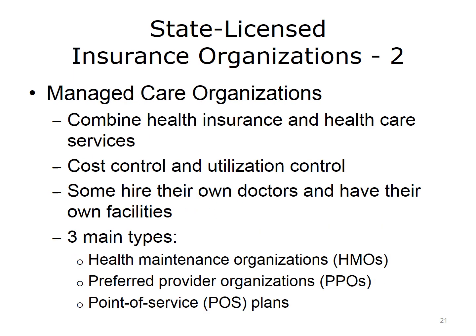Managed care organizations are the third type of state-licensed insurance organizations. These companies combine health insurance benefits with the actual delivery of healthcare services. They impose tight controls on costs and use of services, and some have their own doctors and facilities. The three main types of managed care organizations are health maintenance organizations, or HMOs, preferred provider organizations, or PPOs, and point-of-service, or POS plans. Managed care organizations will be discussed in more detail in a later lecture.